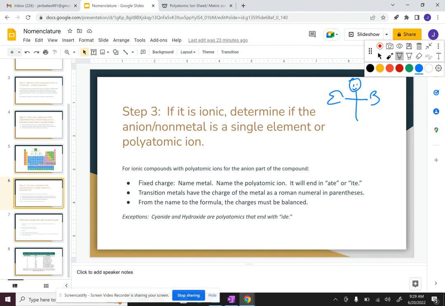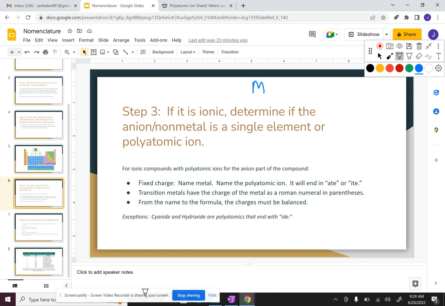Okay, so here's a guy with his arms outstretched, holding on to his friend's hands. So that's one way to remember that if it has a T in it, it is not a single element anion or nonmetal. It is going to be a polyatomic if it has a T in it. There are a couple of exceptions to that, and I'll go over those in a little bit. So let's jump into some examples here.